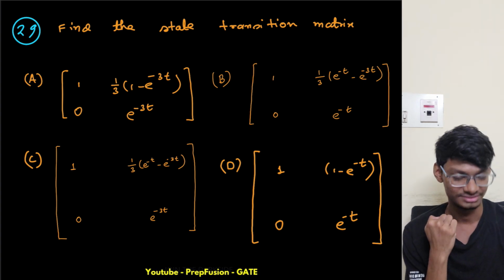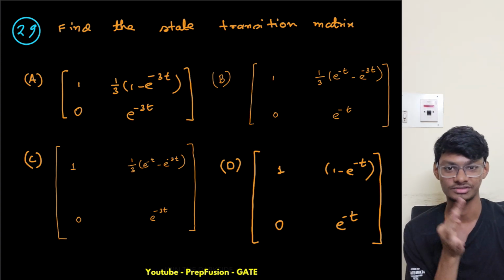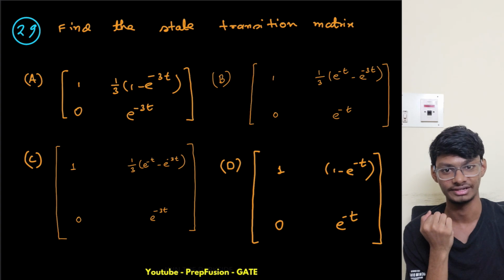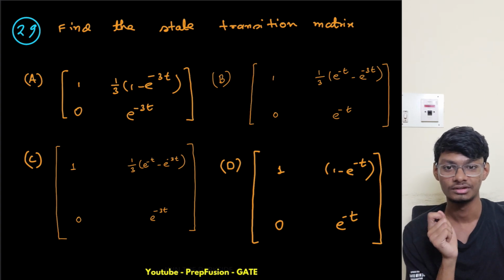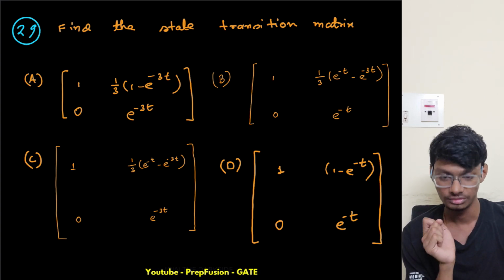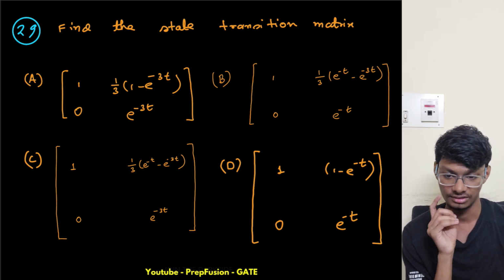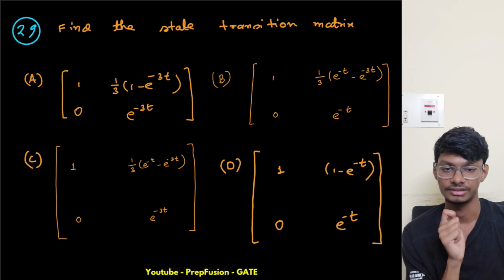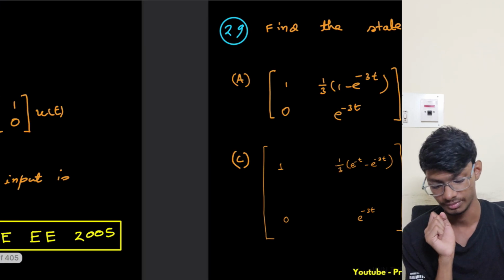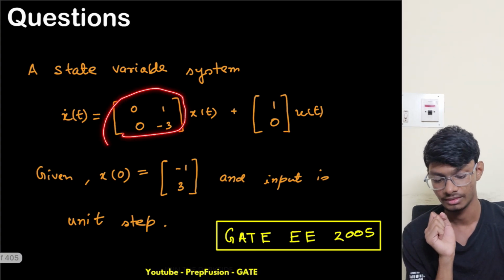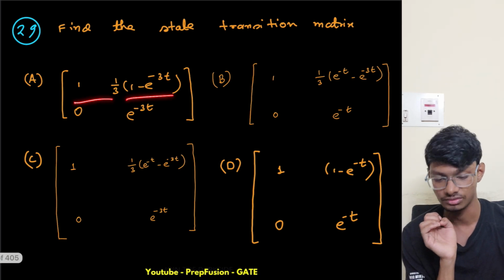Okay, they know the basic property: if you put t equals 0, we get the identity matrix. But now you have to be smarter. You will use the second property. So what does the second property tell? The differentiation of the state transition matrix will be our system matrix only, our A matrix. So now if I differentiate this one, what do I get?